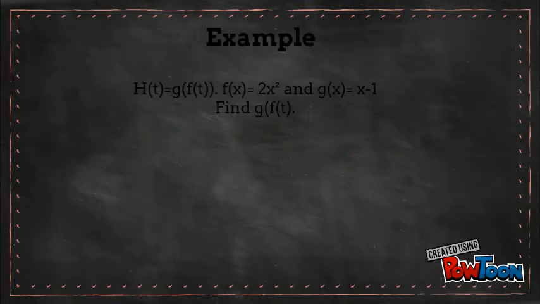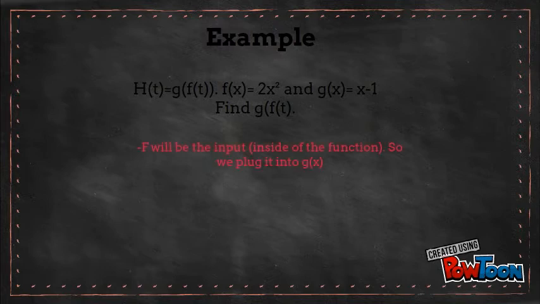So if we have the problem h of t equals g of f of t, where f of x equals 2x squared and g of x equals x minus 1, and we need to find g of f of t, we know that f will be the input because it's inside the function, and it's going to plug into g of x, which is the output. So what we can get out of that is 2x squared, and then plug it into the g, we get the minus 1.